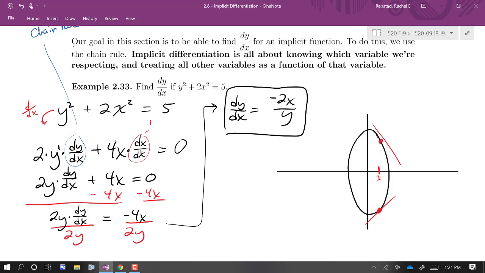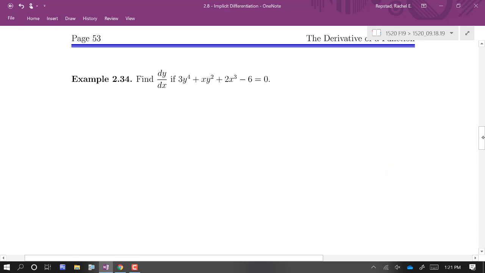How's that? All right. Let's do another one.